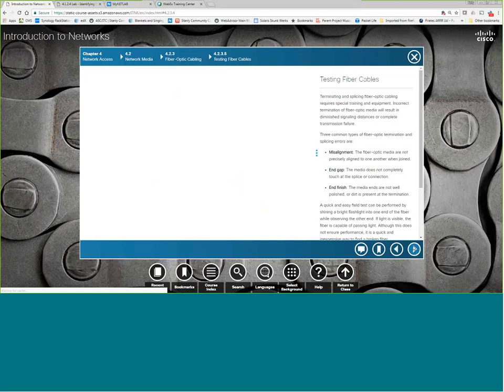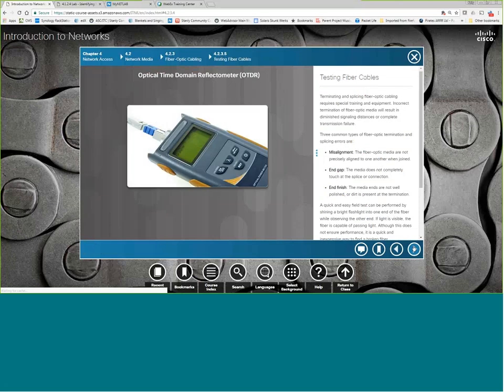Some of the things with an OTDR, optical time domain reflectometer, this is a fiber testing device. You could have misalignment of fibers that have been spliced. You can have gaps where you did not completely get the end connector on, or you haven't plugged it all the way in, or the end finish, there could be dirt on it. That's why when you actually put an end on, you take the fiber and you buff it and get it clean.